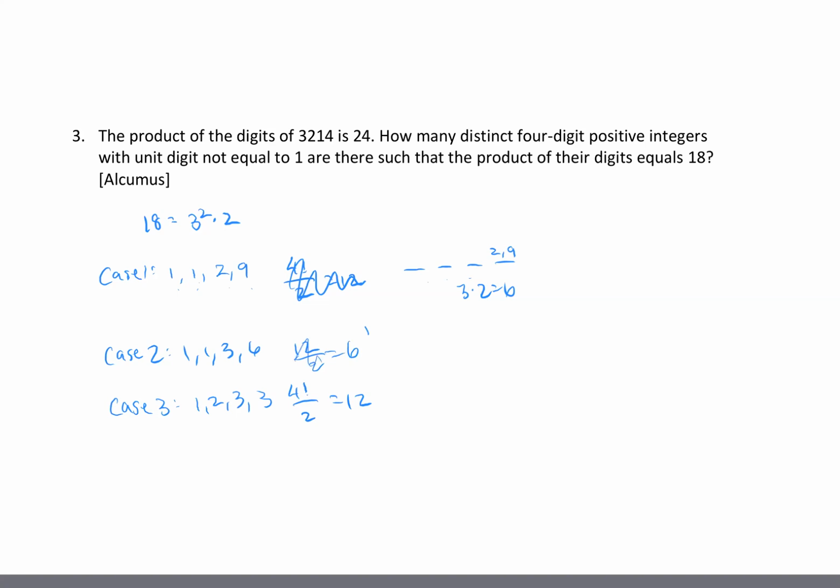And then here we cannot have the last digit as a 1, so we can put the 1 in one of the first 3 digits, so that's 3 times 2, 3, 3. This can be ordered in 3 ways, so that's another 3, so that's 9. So 6 plus 6 plus 9 equals 21.